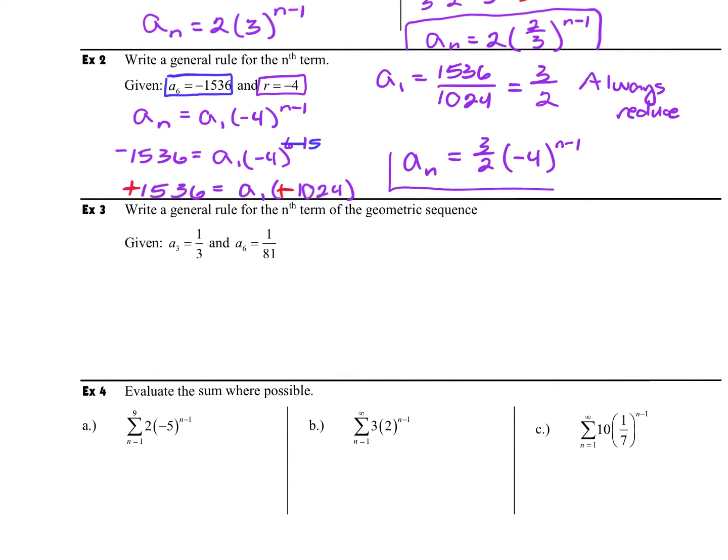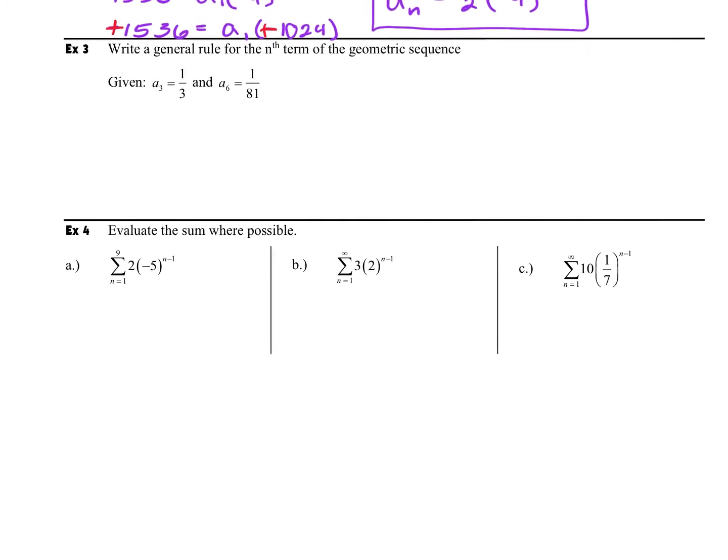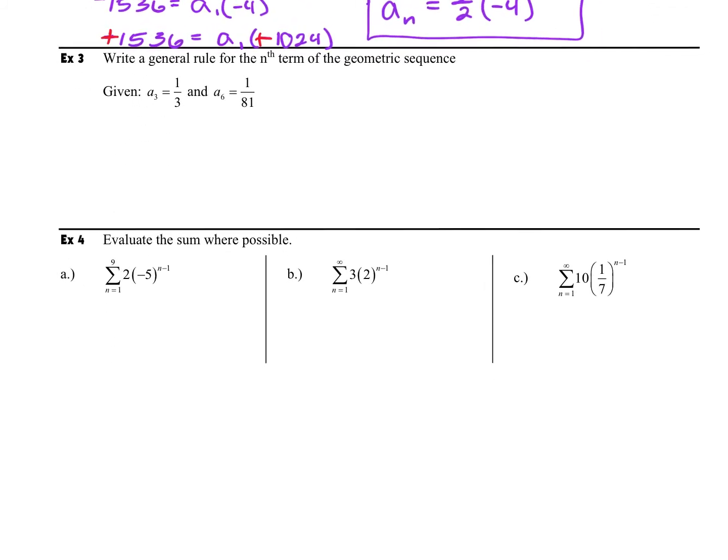So not too bad. All right, now the next one's going to be a little bit more complicated because now I haven't given you either of the pieces. All I've given you are 2 random terms. So we're going to get our first terms, and I personally like to write this little rule here to remind myself what is the formula that I'm substituting in.